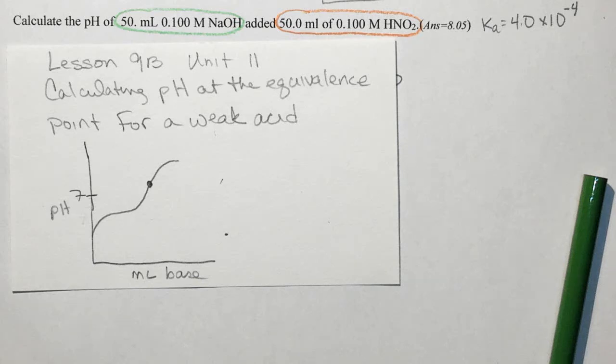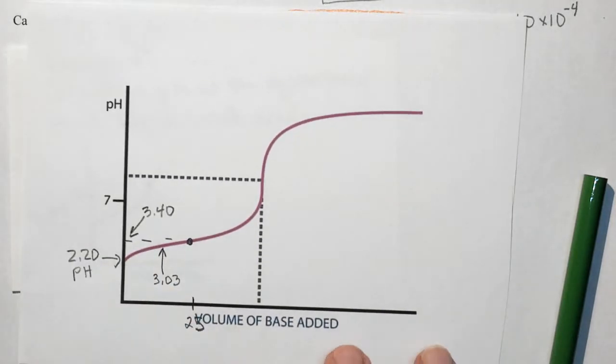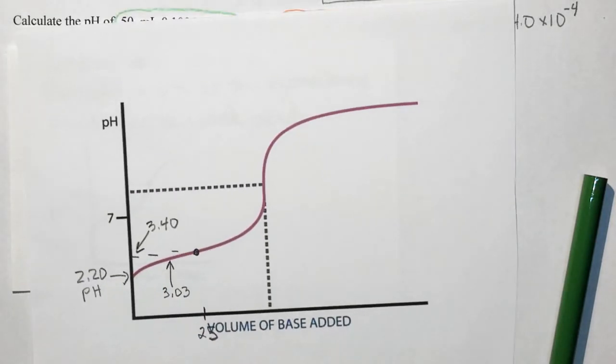This is Lesson 9B, Unit 11, calculating the pH at the equivalence point for a weak acid. So what we have done so far is we've determined that our initial pH was 2.20. Then we did another calculation at 15 mLs and we determined the pH was 3.03. And then we did another one at the very special point, 25 mLs, for this particular titration that is called the half equivalence point, where pH is always equal to pKa.